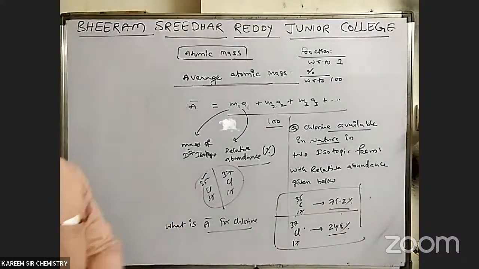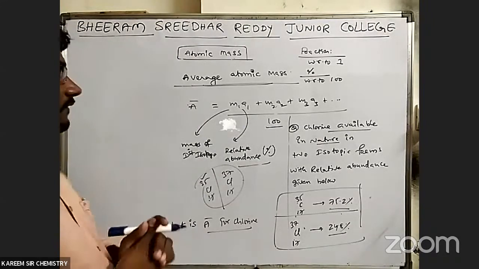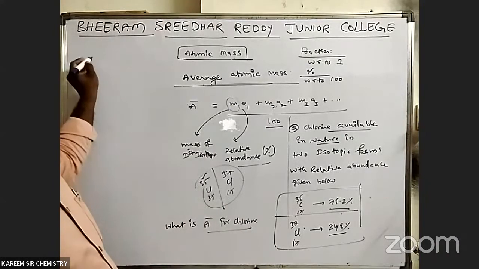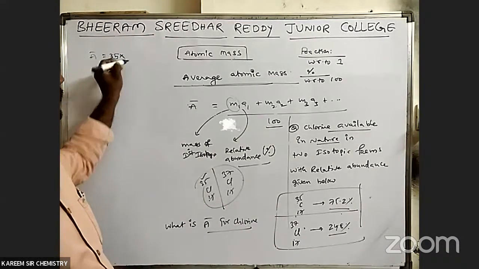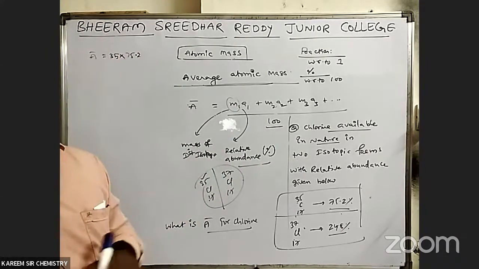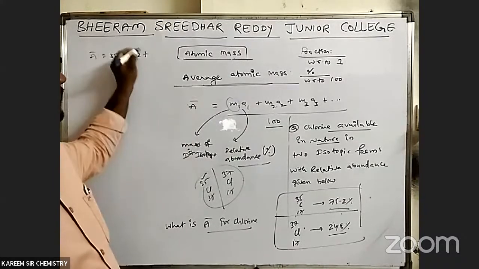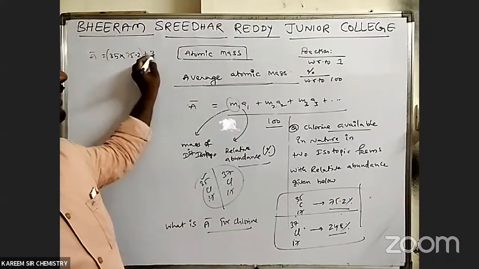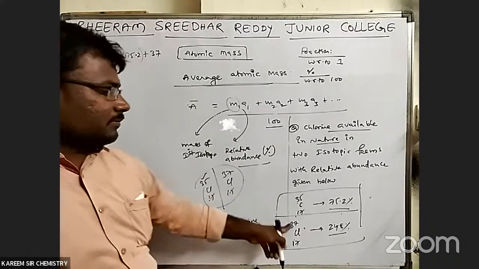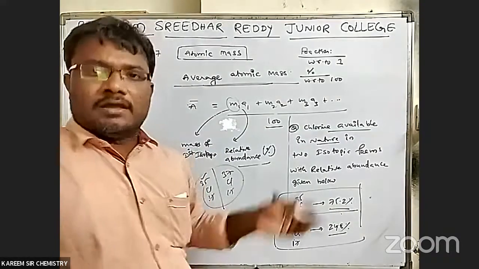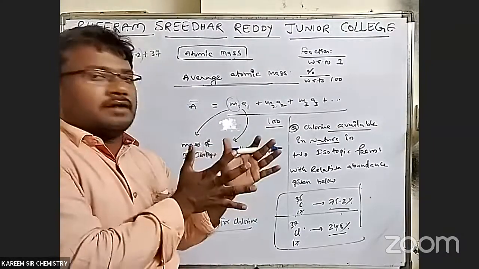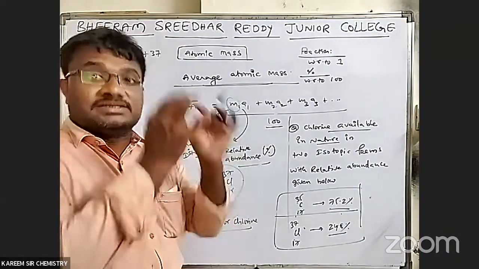35.5, right? The average atomic mass is 35.5. So here the same formula is given. The first isotope mass is 35 into its abundance 75.2, plus, this is one. The second isotope is given as 37 AMU. Mass number you can approximately take as the atomic mass. Values are almost the same, you know.